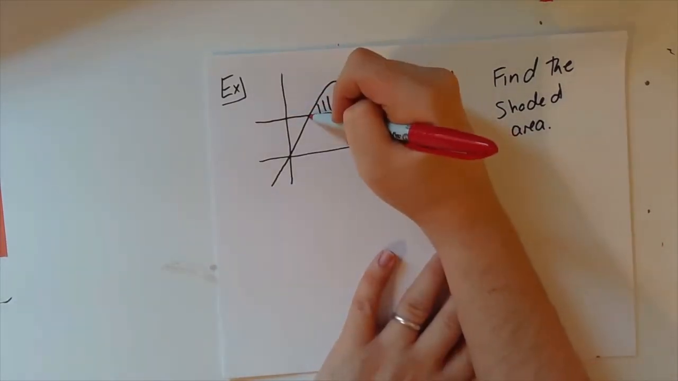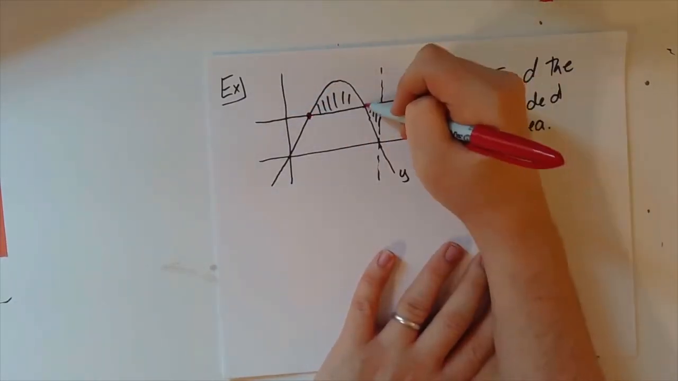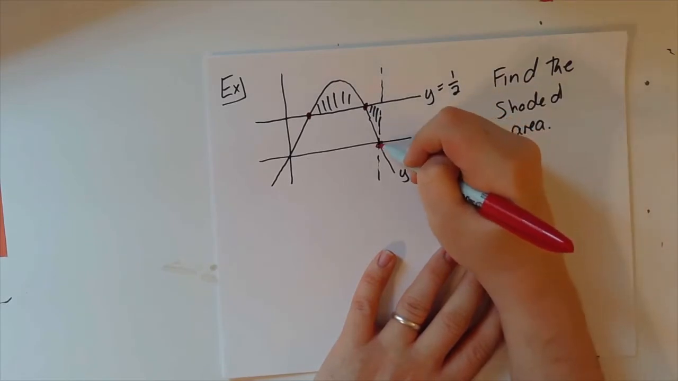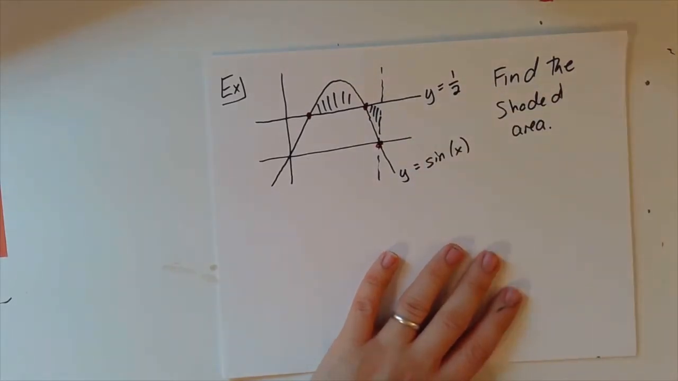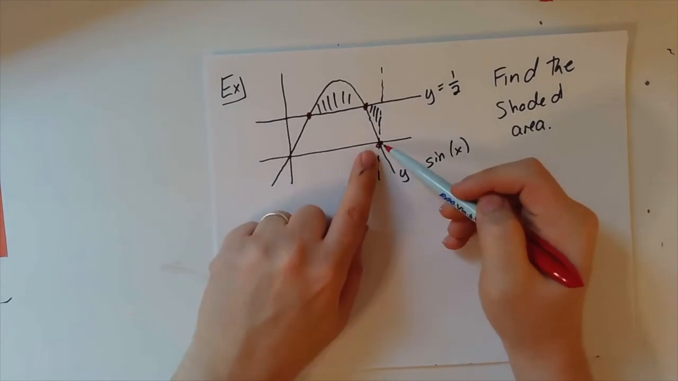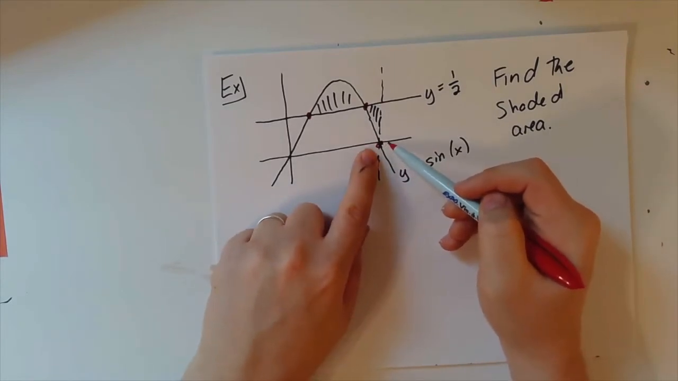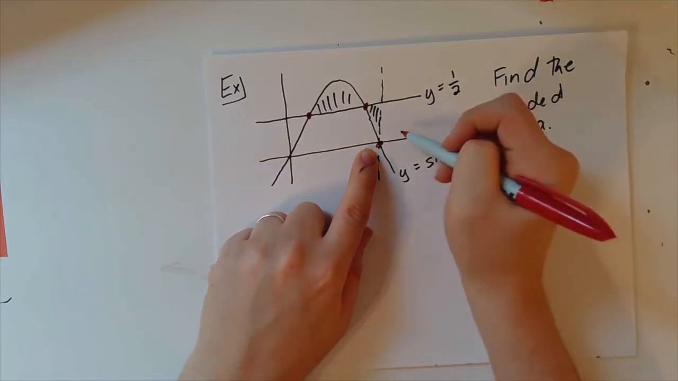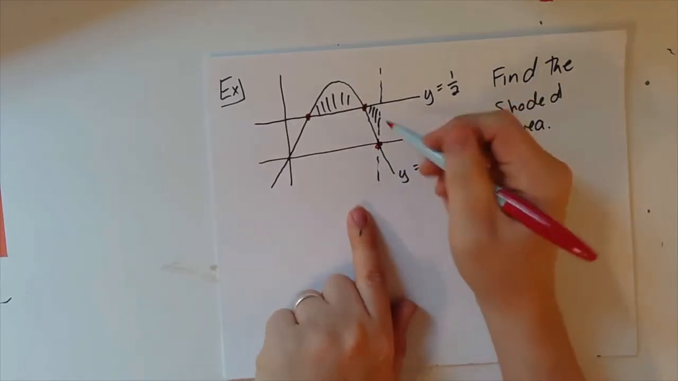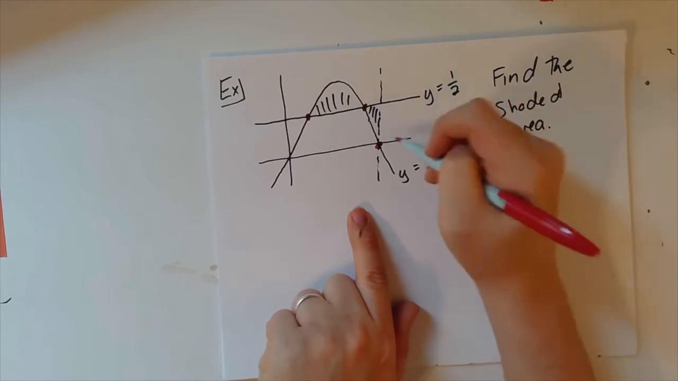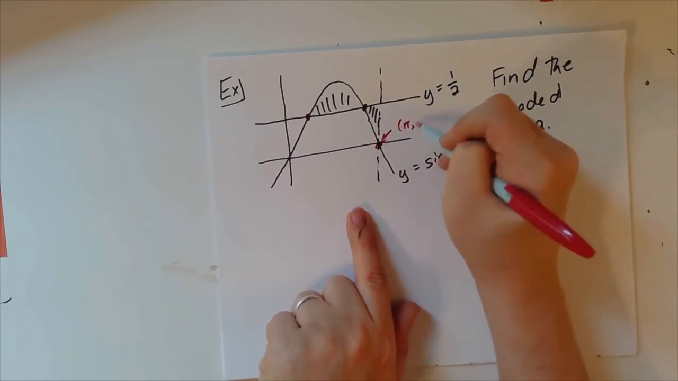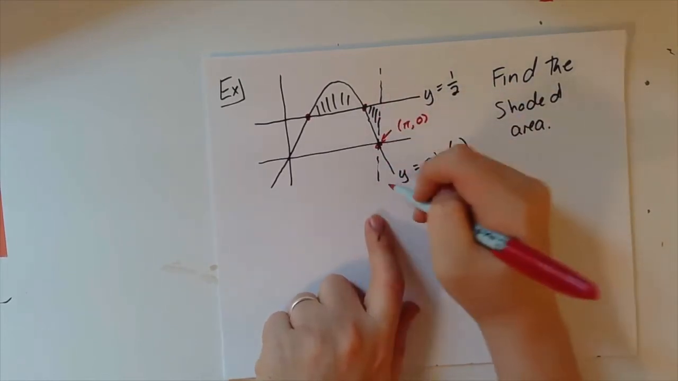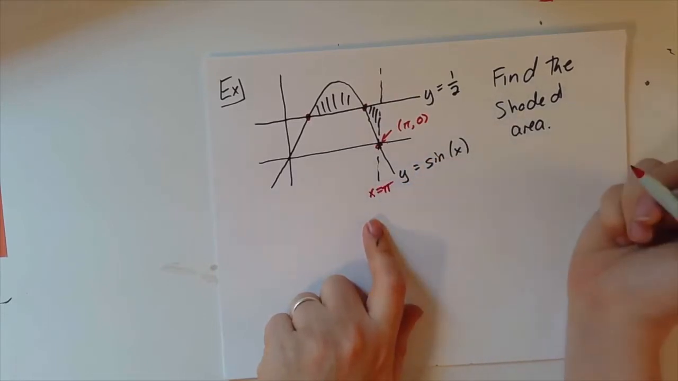So I'm going to need to label this point, and this point. This point is the first positive x-intercept of sine, which is to say that this point is at pi. So this point here is (pi, 0), and this dashed vertical line is x equals pi.